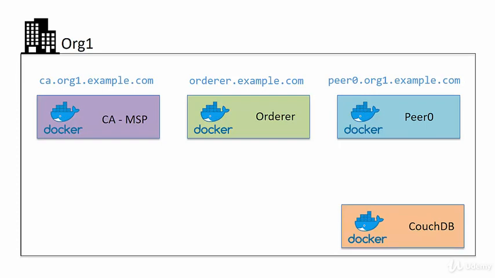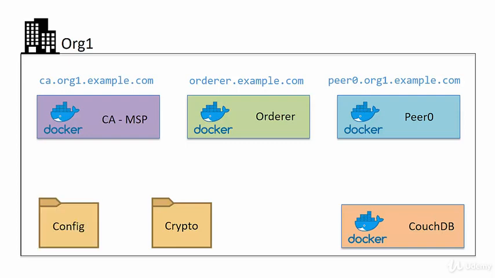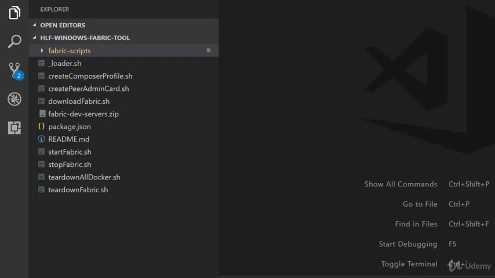The configuration for all of these containers is managed in 2 folders. The crypto folder has all the crypto material, and the config folder has the configuration files for all of these containers. I've opened the Fabric Tools folder in Visual Code.